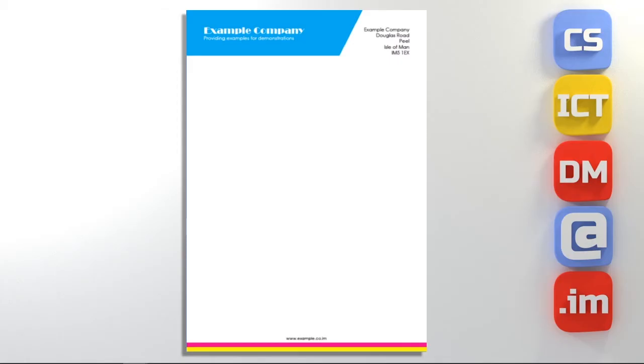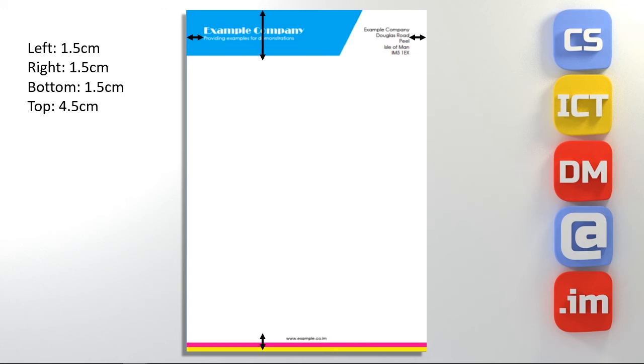One good example of where you will find margins being changed is when you need to print to letter-headed paper. So if you look at this example on the screen, you can see that there are some built-in margins to the design of this letter-headed paper. I took my ruler out and I measured the margins around the edge. And you can see that the left, the right and the bottom have margins of 1.5 centimeters. But at the top, because it's got the address already there and the name of the company, there's a much larger margin. And I measured this one at 4.5 centimeters.